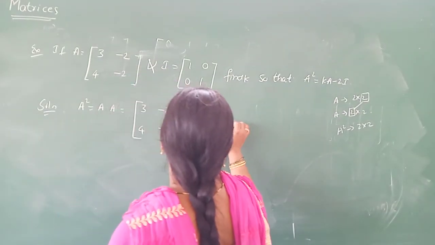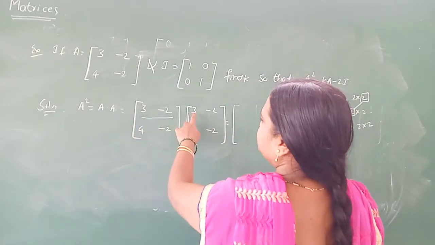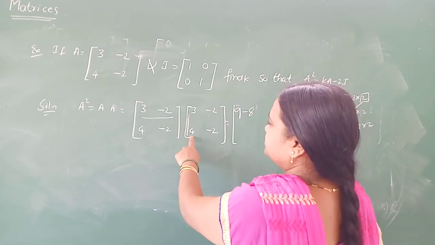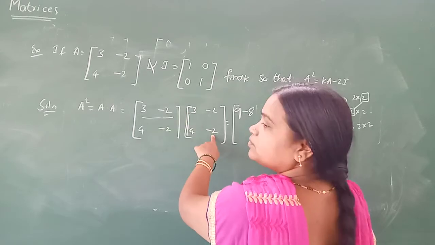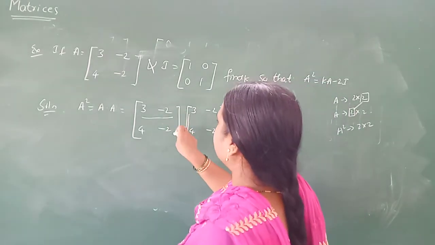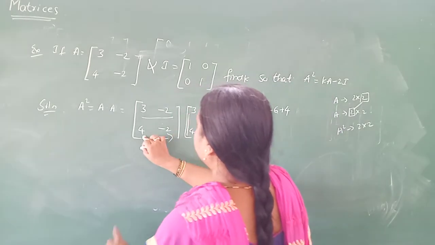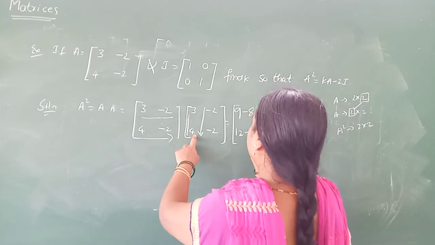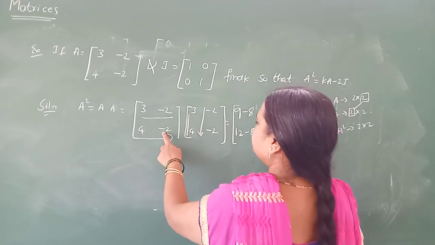Multiply. First row: 3 into 3; 3 into minus 2, minus 6; 2 into 4, minus 6... Minus 2 into minus 2, plus 4. Okay, first row, first column; first row, second column. Next, second row, first column: 4 into 3, minus 2 into 4. Then 4 into 2, minus 7. Minus into minus.